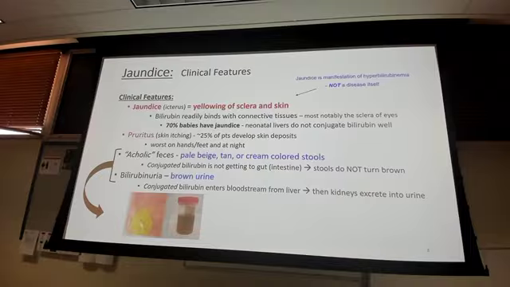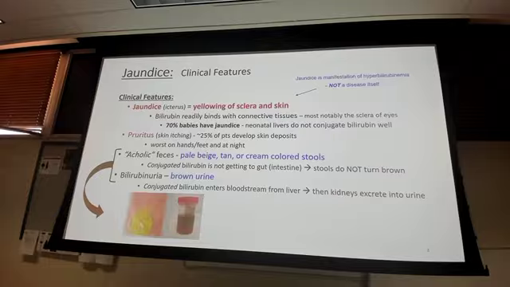Another name for jaundice is icterus. So that just means the same thing. Jaundice and icterus are the same thing. Now, I told you guys that the liver is responsible for making indirect into direct bilirubin. There's a certain enzyme in the liver cells that's their job, is to make that transformation, right?